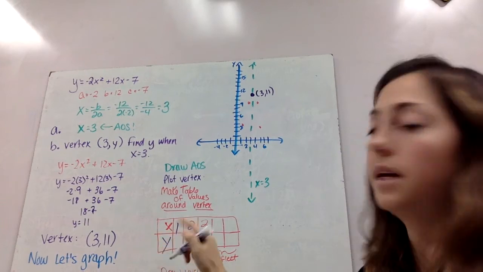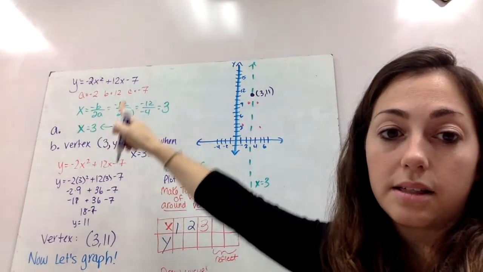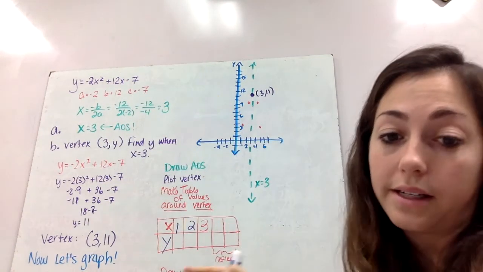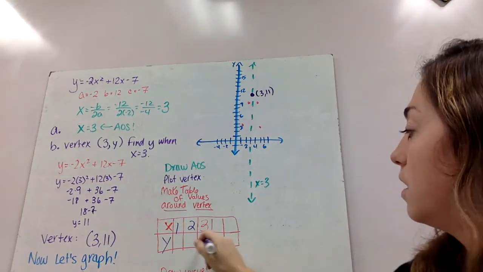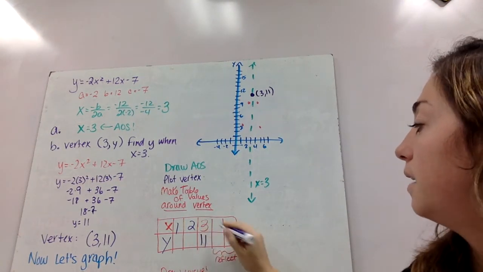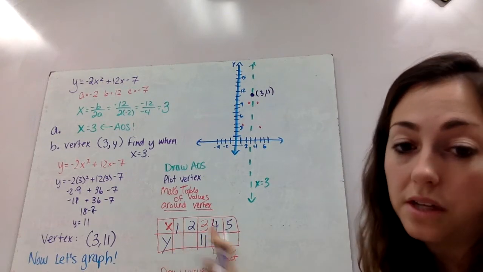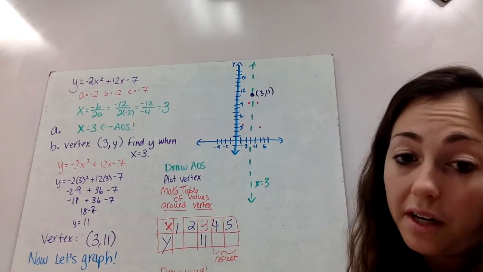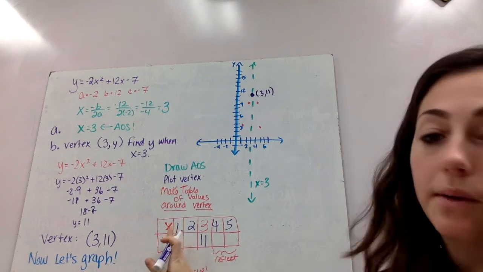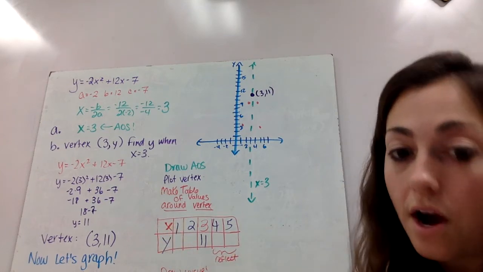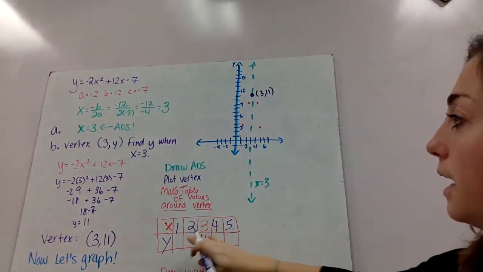So I'm plugging in 1 for x into the equation and 2 for x and getting a corresponding y value. For 4 and 5, when I plug in 2 for x, I should get the same value as when I plug in 4 for x. Check it if you'd like. And if I plug in 1 for x, I should get the same value as for 5. So I'm only going to plug in 1 and 2.